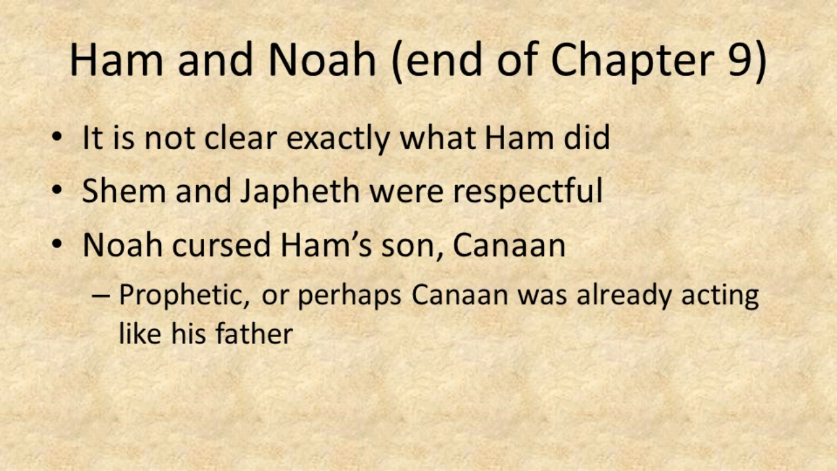So Noah wakes up, realizes what's happened. However that happened, I don't know. But here's where it gets interesting. He doesn't say bad things about Ham. He says it about his son, Canaan. He doesn't curse Ham. He curses Canaan, Ham's son. Fascinating thing. Not clear why. Either it was prophetic or maybe Canaan was carrying on the family traits already or something like that. We don't know why exactly, but he cursed Canaan.